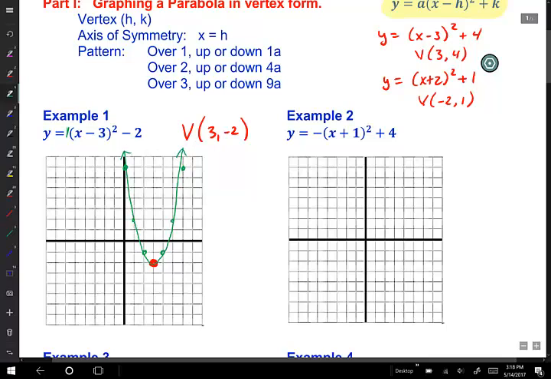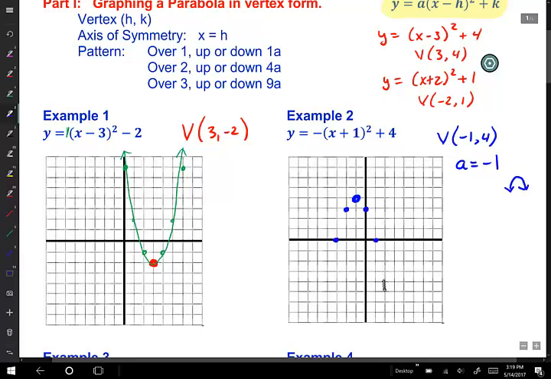Let's look at our example 2. Here we have a vertex of negative 1, 4. It's always going to be the opposite of this interior number, but the a value here is negative 1. What does that mean? That means our parabola is going to be upside down. So let's go to negative 1, 4. There's our vertex. Our multiplier is negative 1, so over 1, instead of up 1, we're going to go over 1 and down 1. Notice the symmetry here, over 2, down 4. The symmetry there, over 3, down 9.